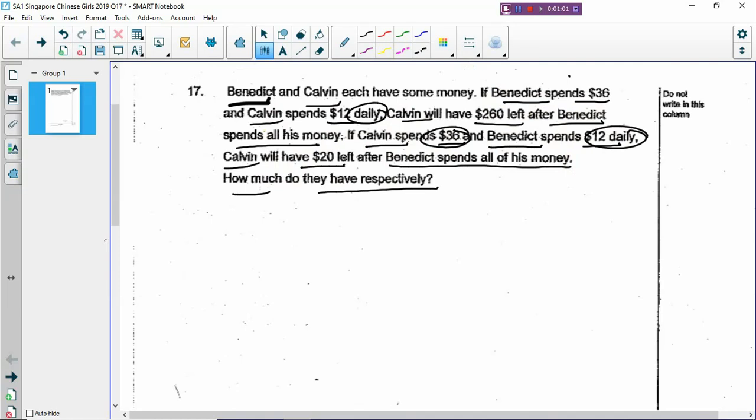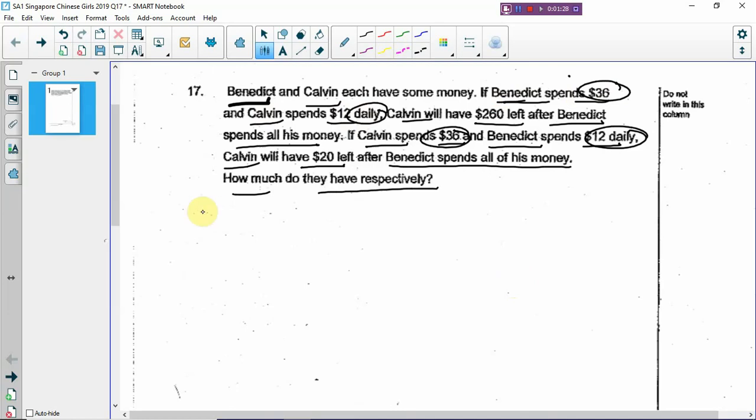So what is the method here when you see keywords? One of the things that we look out for is when you see the word daily or weekly or every month, there's something fixed. So if Benedict spent $36 and Kelvin spent $12 daily, it's something fixed. So what's the method we think about? Ratio. We use ratio to represent something that is fixed and constant.